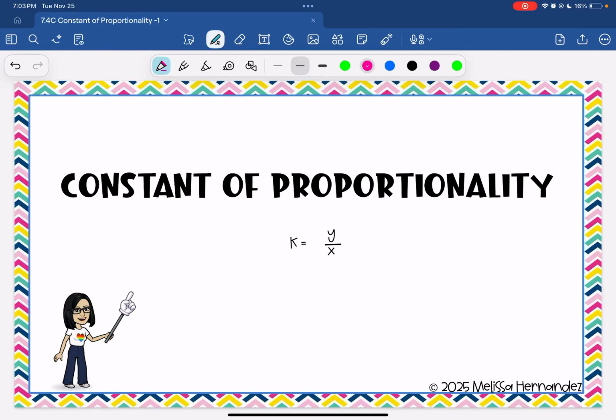Today's video will focus on constant of proportionality, and we typically represent the constant of proportionality with the variable k, and it's y over x. If you wanted to set it up as an equation, it would be y equals kx. All right, so let's go ahead and get started.